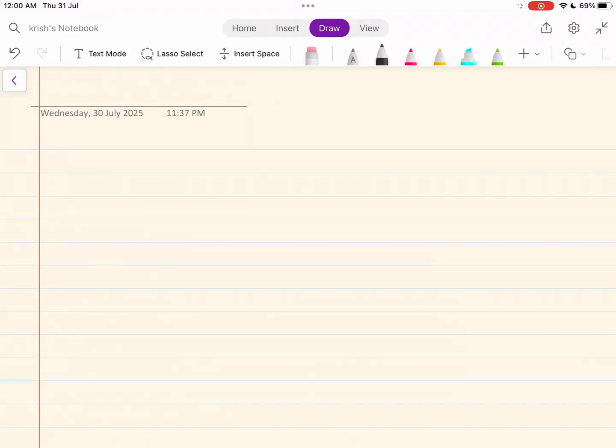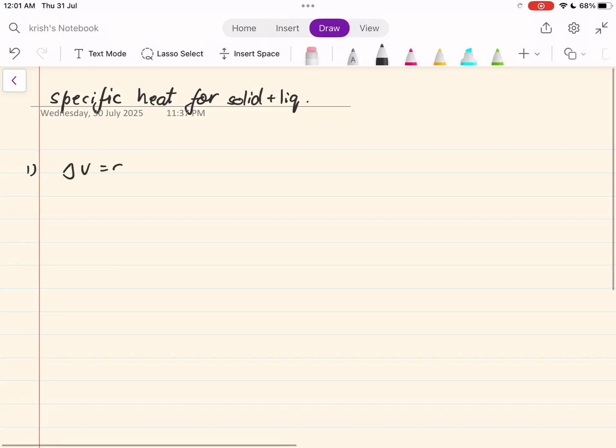Okay, so this is the final part of the chapter, first law of thermodynamics, and it is specific heat for solid and liquid, right? So let's begin. The thing that is different for solids and liquids is that delta V is zero. That is, they are incompressible, right? You can't compress solids and liquids, at least not to an appreciable extent.